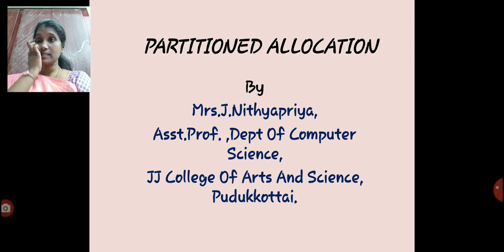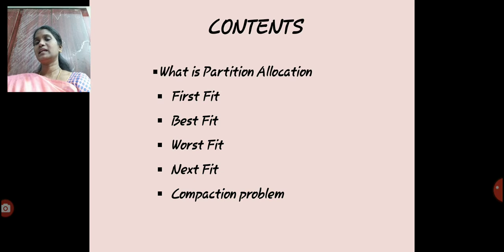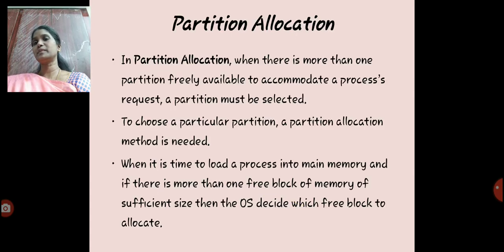So as we said, this is the second memory management technique, which is partitioned memory allocation. The first one was single contiguous memory allocation, and this one is going to be partitioned allocation. These are the contents: what the partition allocation technique is, and the different strategies of partition allocation, namely first fit, best fit, worst fit and next fit. Then we see the compaction problem with the help of an example. So these are the contents of the presentation.